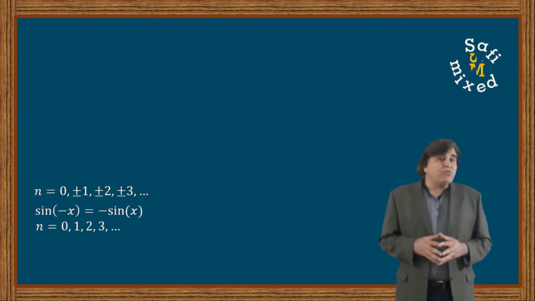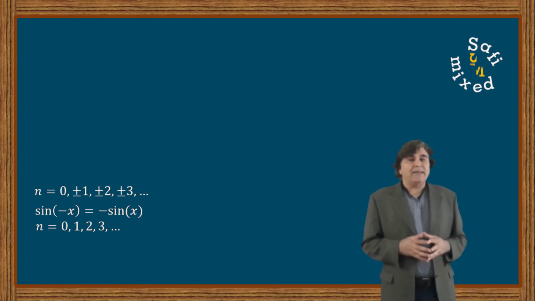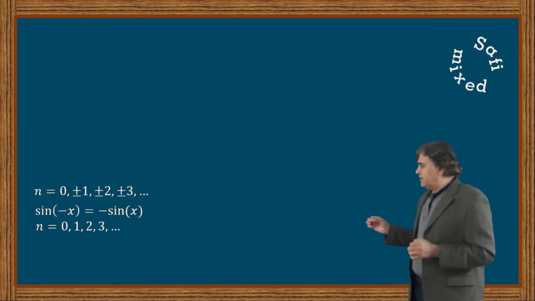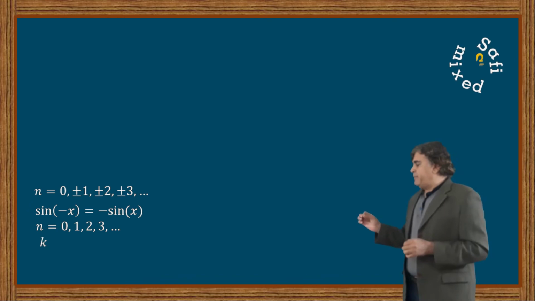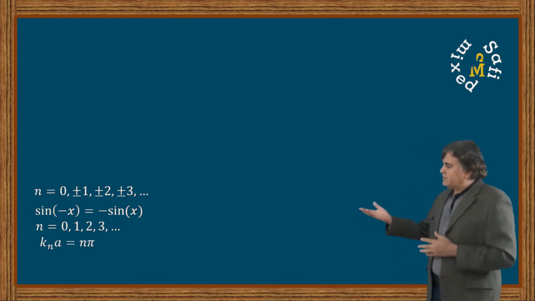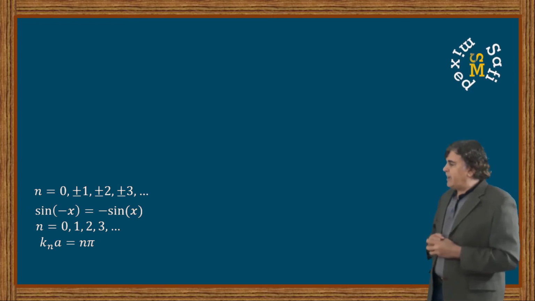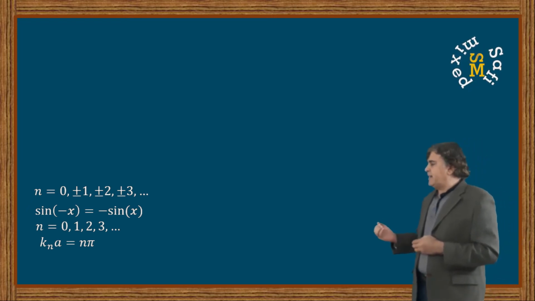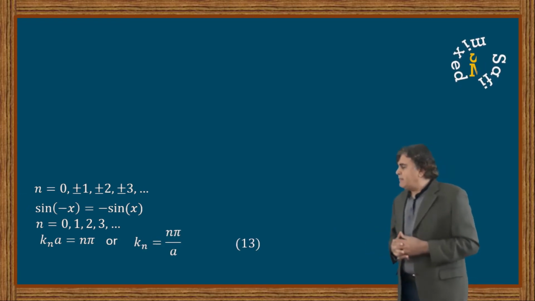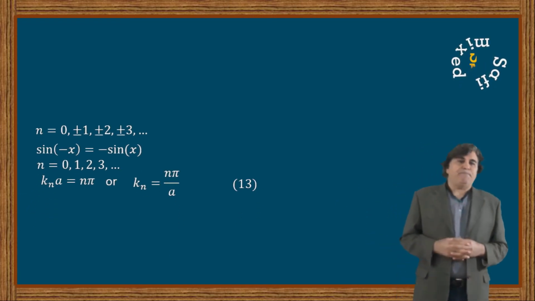In order to distinguish different values of n, I put a subscript with k and write equation 12 in the form k subscript n times a equals n pi, and solving this for the value of k subscript n, I write it as k subscript n equals n pi divided by a.